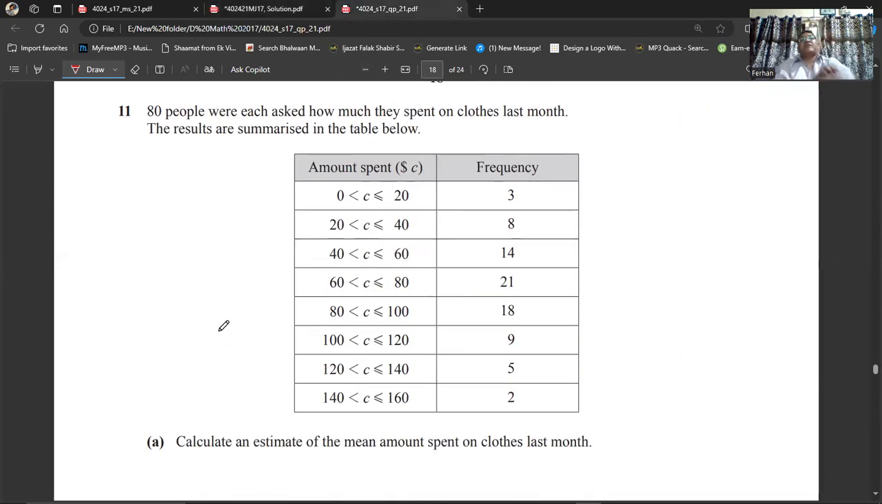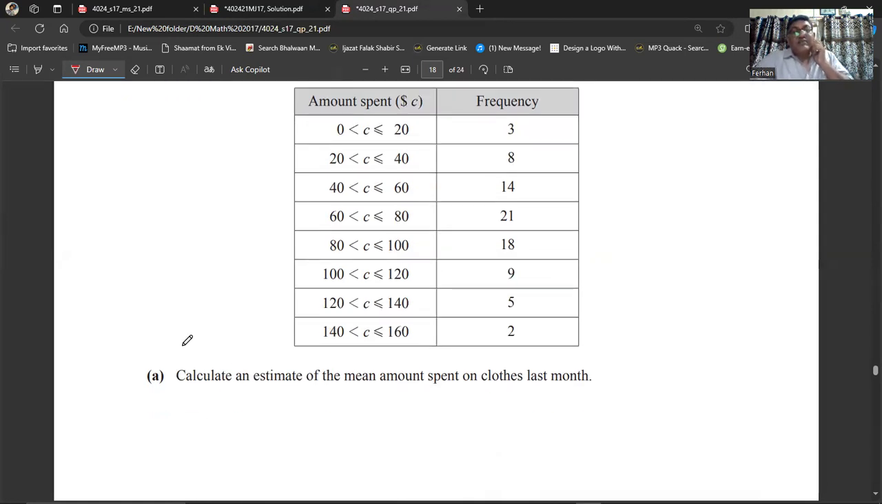So we are on question number 11. It says 80 people were each asked how much they spent on clothes last month. The results are summarized. Here we have the amount they spent and its frequency: from 0 to $20, 3; from 20 to 40, 8; from 40 to 60, 14; 60 to 80, 21; 80 to 100, 18; 100 to 120, 9 people; 120 to 140, 5 people; 140 to $160, 2 people.